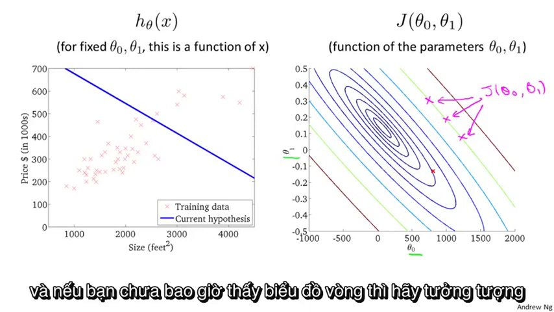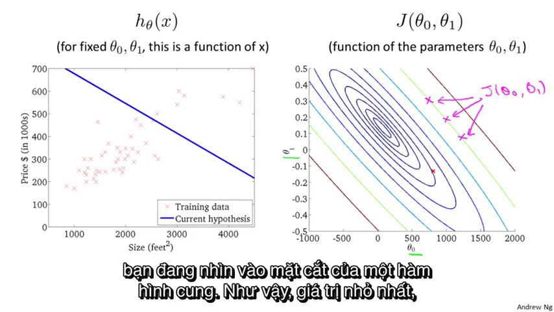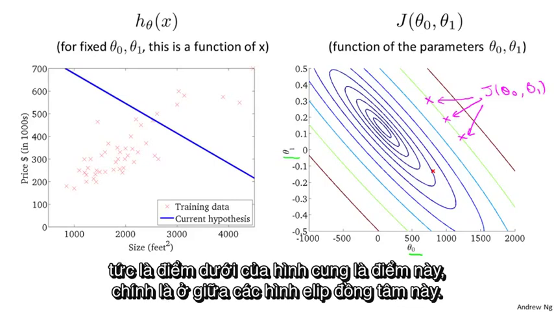And if you haven't seen contour plots much before, imagine, if you will, a bow-shaped function that's coming out of my screen, so that the minimum, the bottom of the bow, is this point right there, the middle of these concentric ellipses.